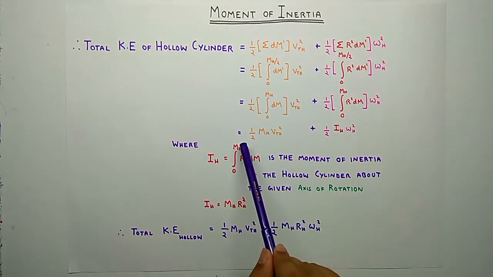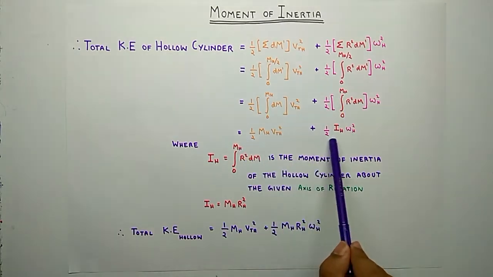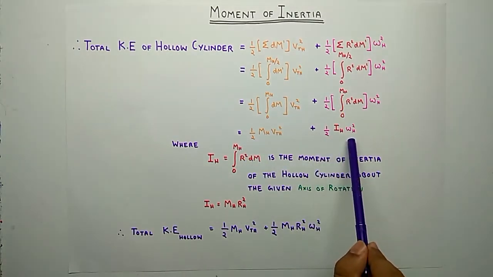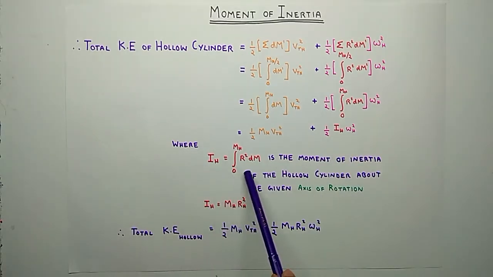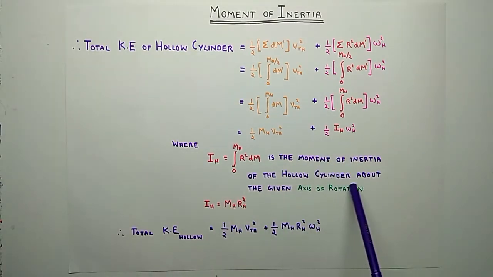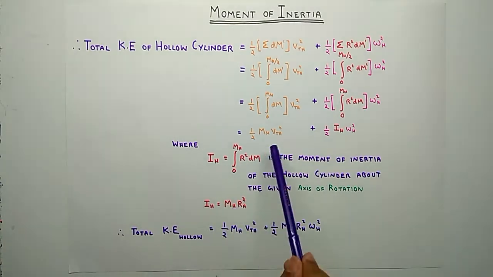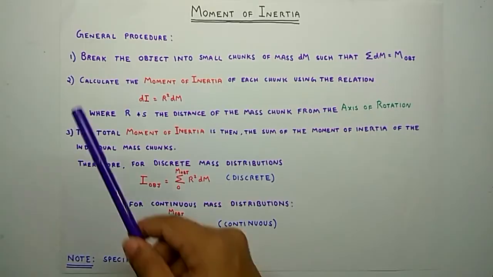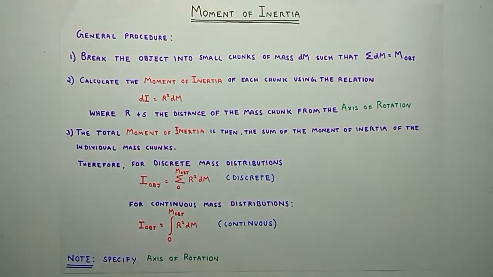Therefore, the total kinetic energy of the hollow cylinder becomes half times MH Vth square plus half times IH omega h square, where IH is equal to the total moment of inertia of the hollow cylinder about the given axis of rotation. If we compute this integral, we get IH is equal to MH RH square. Substituting this, we get kinetic energy of the hollow cylinder is equal to half times MH Vth square plus half times MH RH square omega h square. We can generalize this procedure to calculate the moment of inertia for any object.